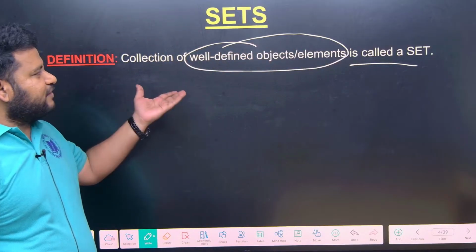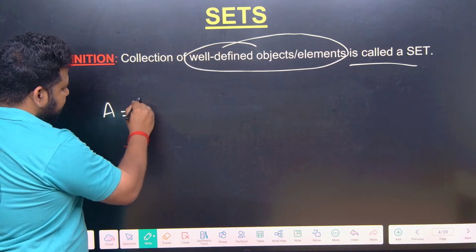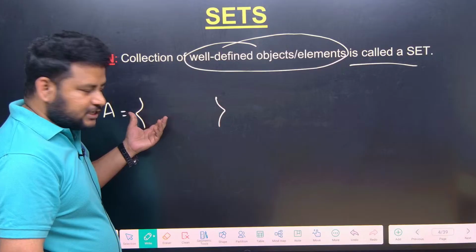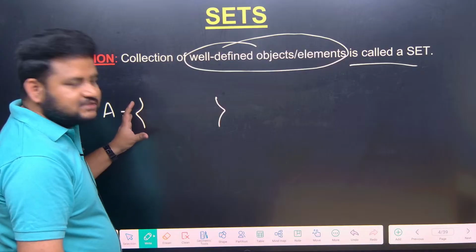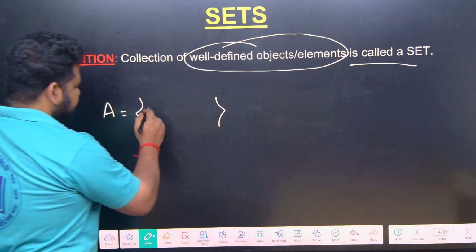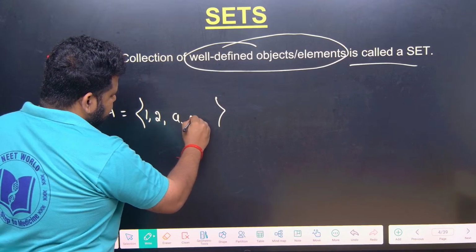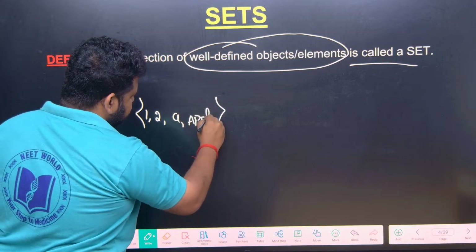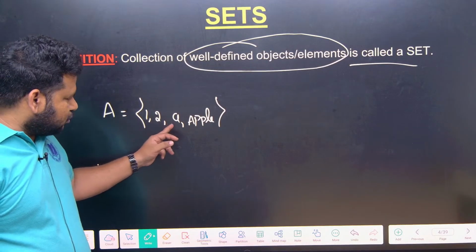So, what are these well defined objects or elements? Let me explain. Suppose I take set A. It is denoted by flower brackets. These brackets are also highly important; they denote various things, and each bracket has various meanings. So, we represent a set with flower brackets, clear? Now, see here, set A: if I write 1, 2, a, and apple, the elements of set A are 1, 2, small a and apple.